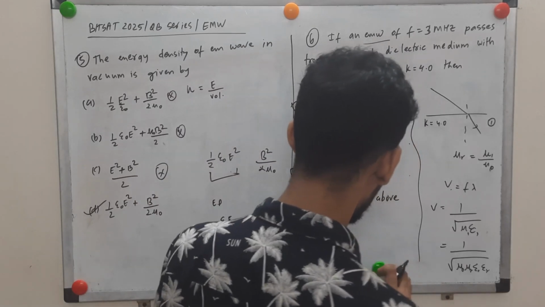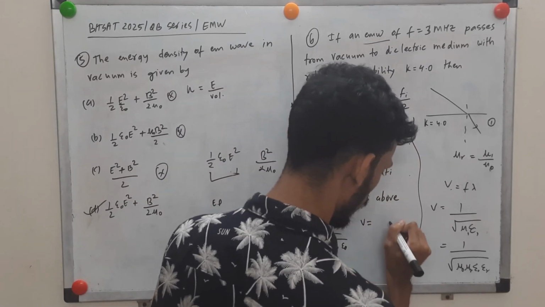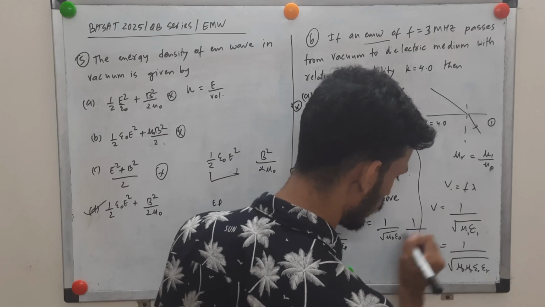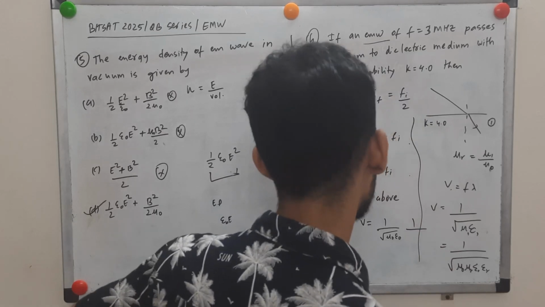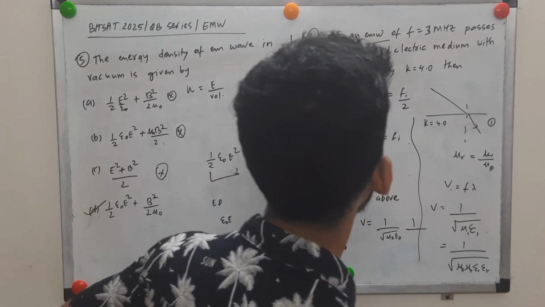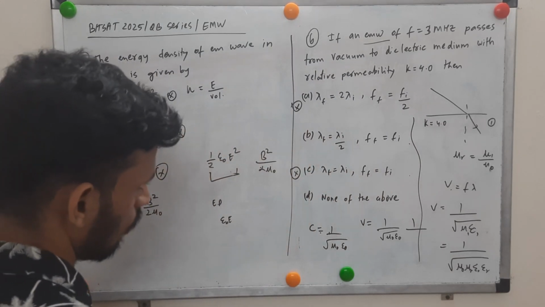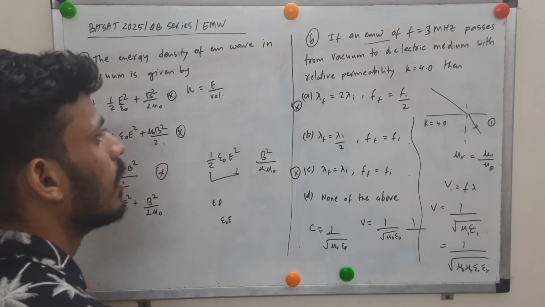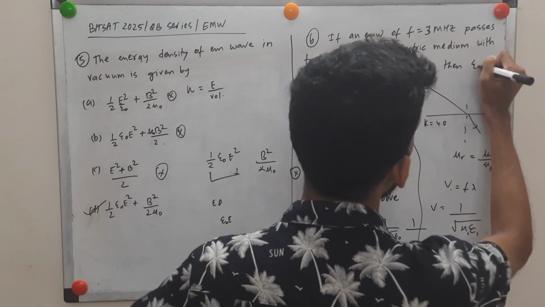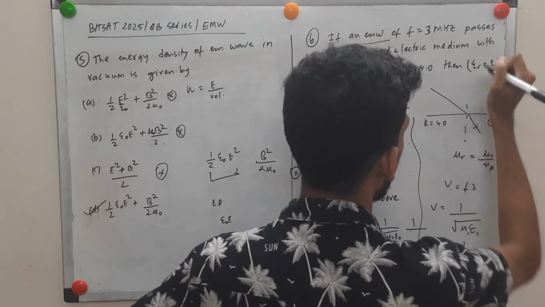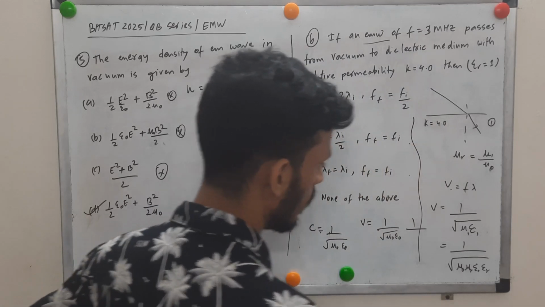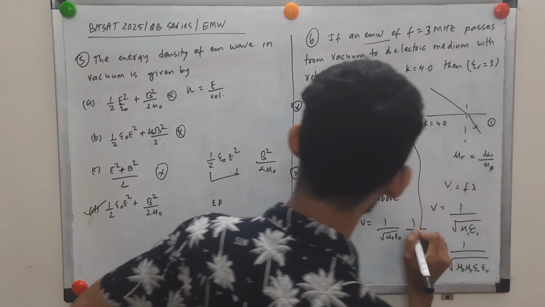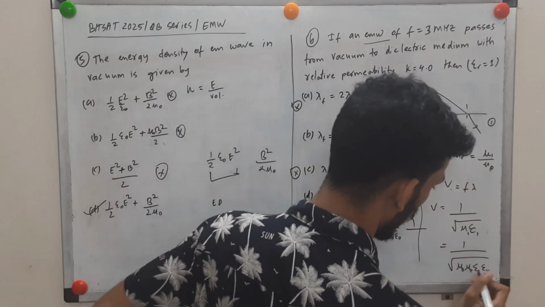So now what will be V? V will be, so we can separate this out, mu naught epsilon naught and mu r epsilon r. Nothing is given about epsilon r. We'll consider it as 1. Relative permittivity is not given, so we'll consider epsilon r as 1 in this case. Although it's not mentioned in the question, that is how we'll be able to solve this question. So you can take a guess from the options also now.